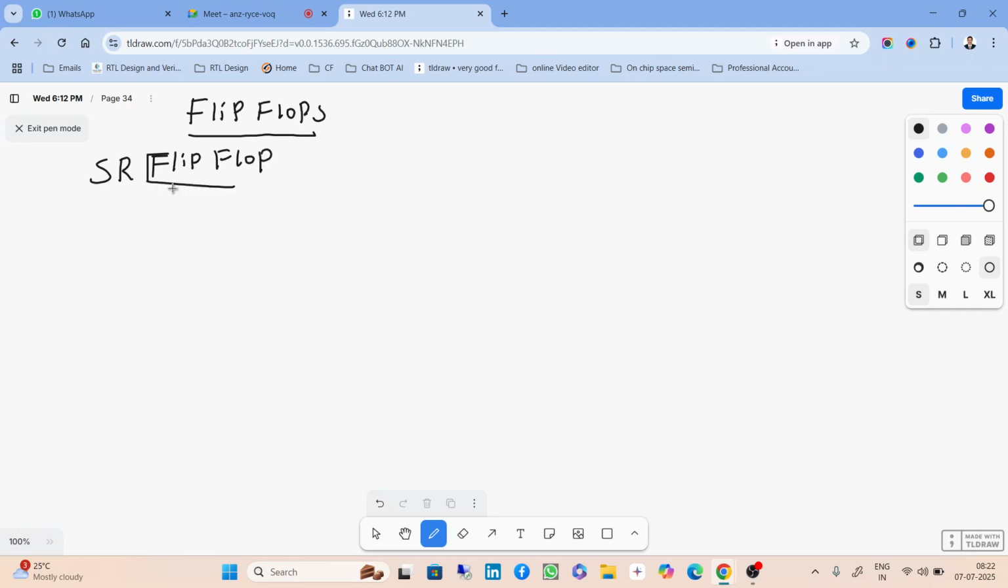If you see the SR flip flop, the basic block diagram will be like this. This is S and this is R, and there is a positive edge trigger clock, and the outputs are Q and Q bar. So this is the basic block diagram of the SR flip flop.